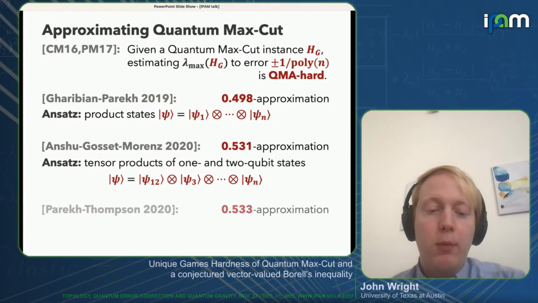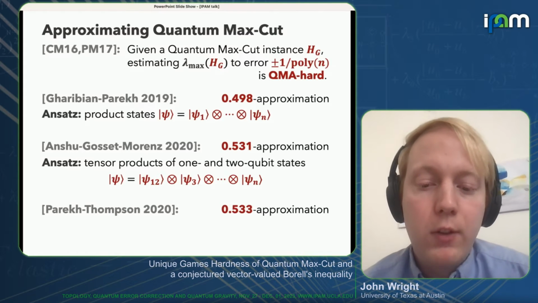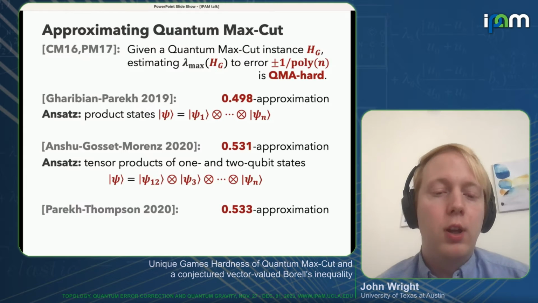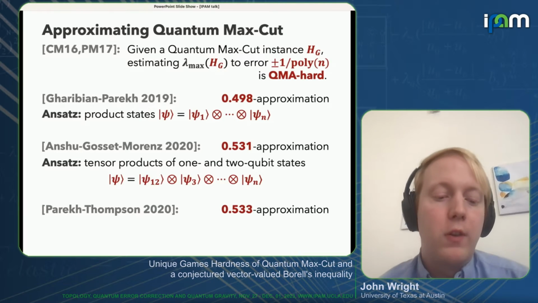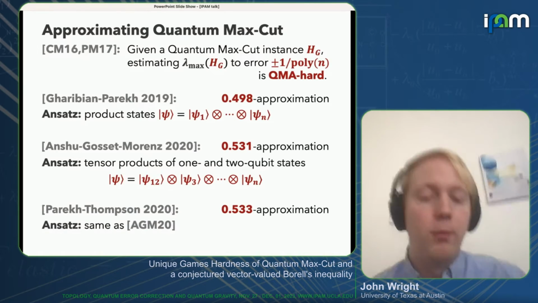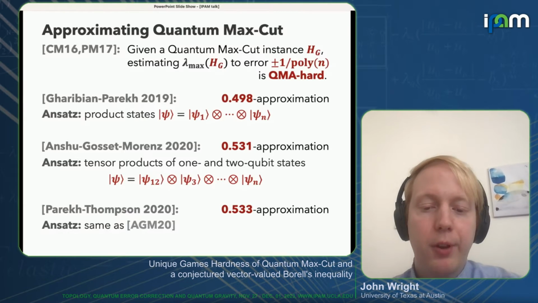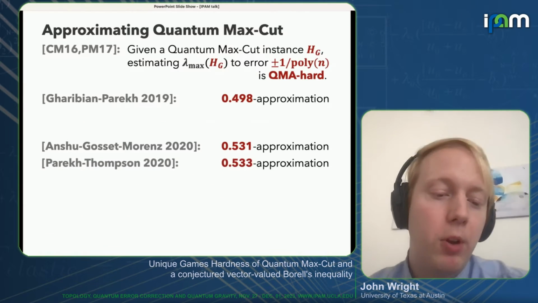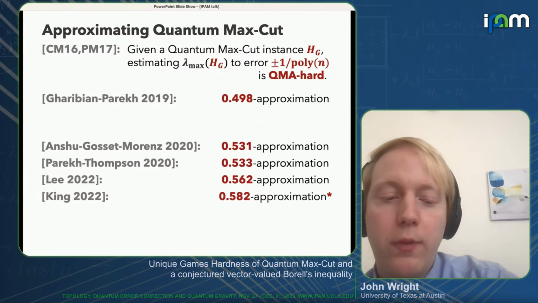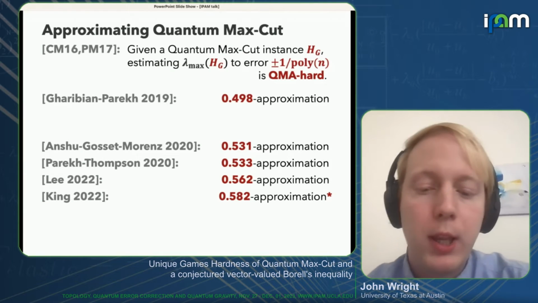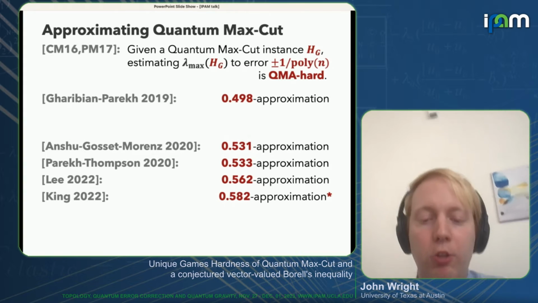And then Perec and Thompson afterwards, they gave a 0.533 approximation algorithm, which also used the same ansatz as Anshu, Gossett, and Morenz. All right, and then in this last year, in 2022, we've had two works, one by Lee and one by King, that gave even better approximation algorithms.